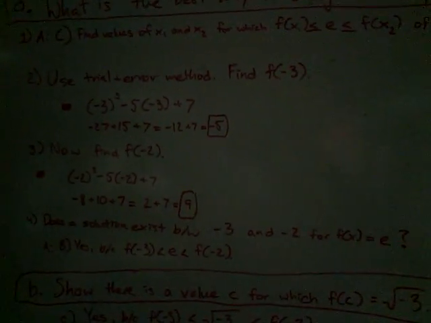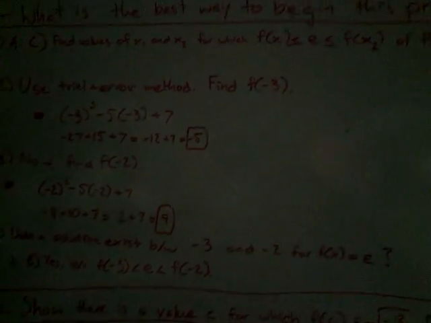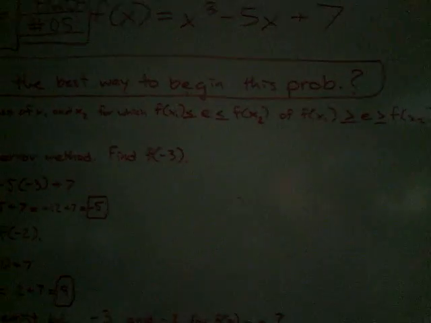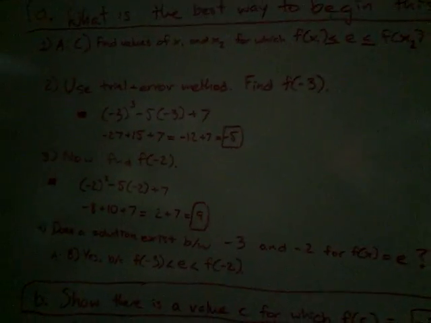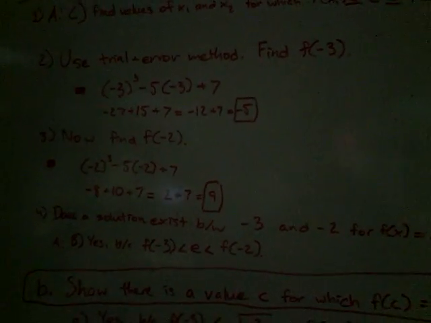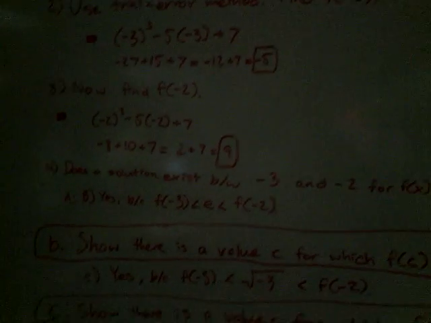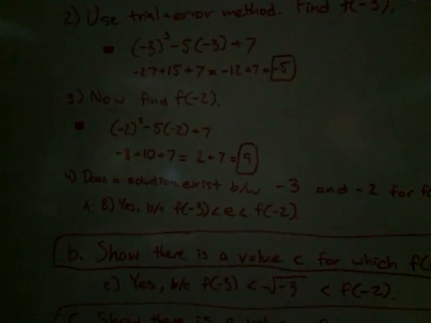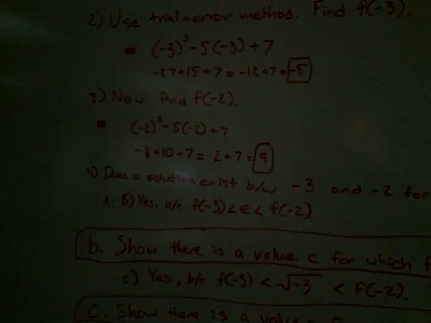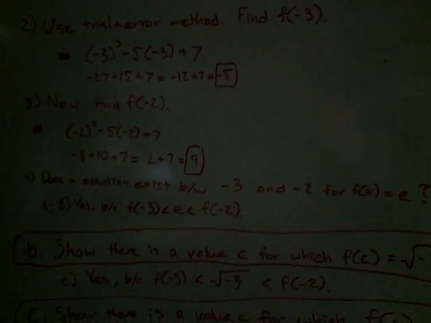They want us to find f of negative 3. So all we have to do is just plug negative 3 into the original function, f of x equals x cubed minus 5x plus 7. And through the process you find out that f of negative 3 is equal to negative 5. Then you do the same process for f of negative 2. You plug in negative 2 and you find that f of negative 2 for this equation is equal to 9.